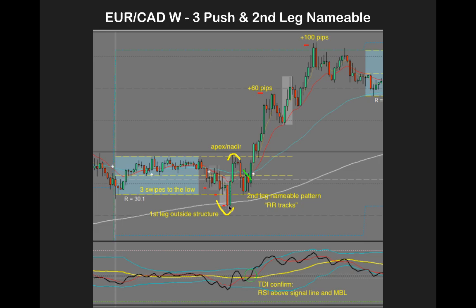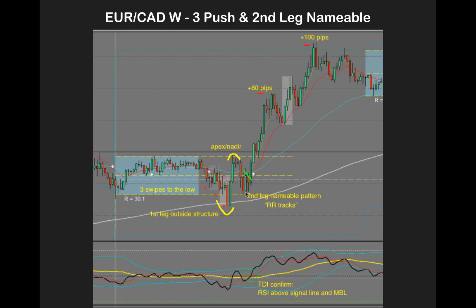So this is an outside structure, and that's your first leg. What that means is you can see how the candles don't go below this after this structure is made. Then they go above the 13 EMA, make this apex of the nadir, this middle part. Then they come back down below the 13 EMA, and then they close back above again. When they close back up above again, that is your second leg confirmed.